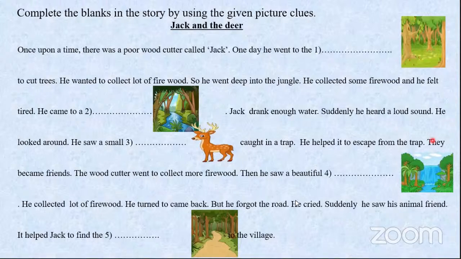Please do the activity. Again, I will enable the chat to send your answers. Now you can send the answers. A beautiful story, small story, very simple one, and you will be able to do it quickly.